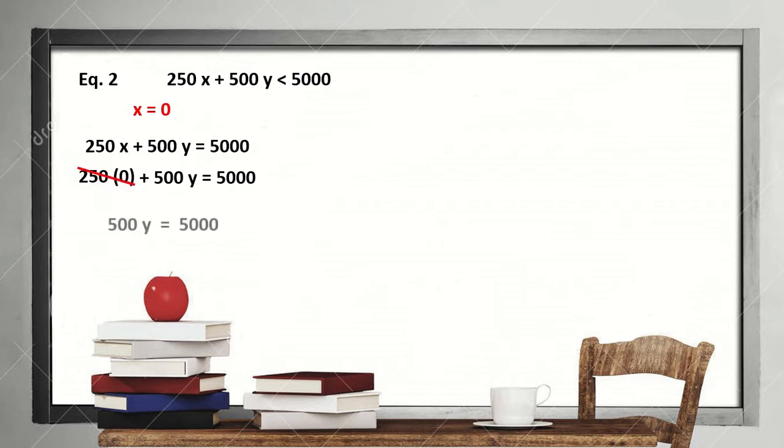So, cancel. We have 5y is equal to 5,000. And then, para makuha natin si y, i-divide natin both sides by 500. So, para makancel natin yung kasama ni y. So, we have y is equal to 5,000 divided by 500 is equal to 10.